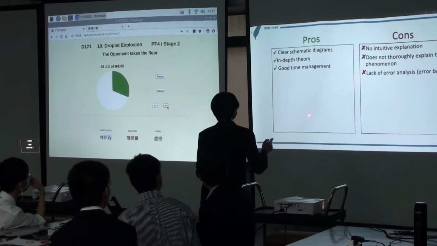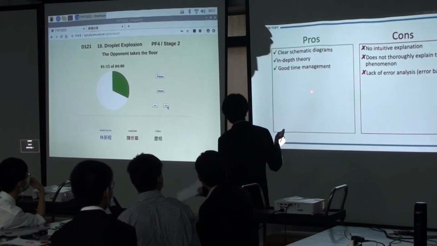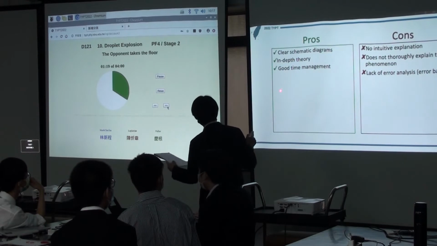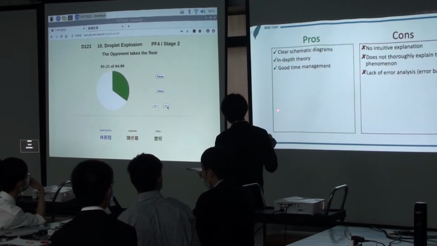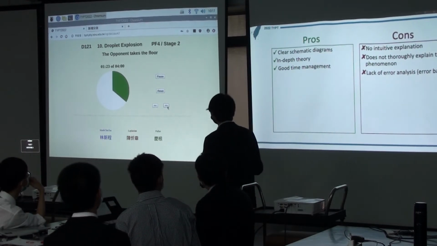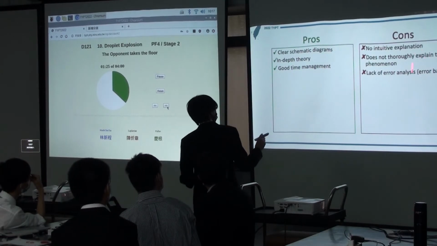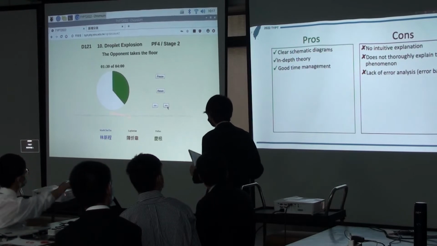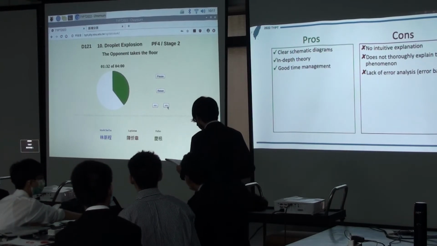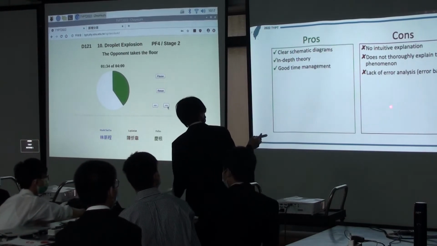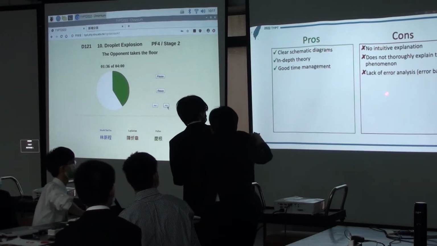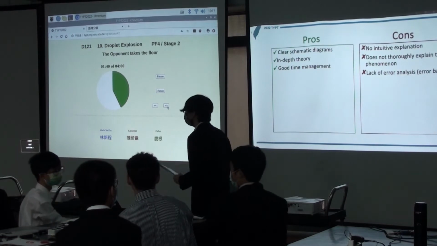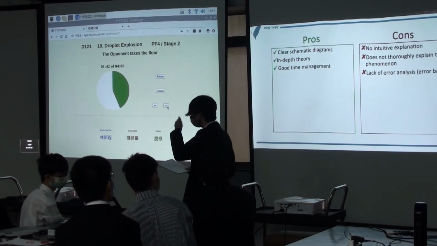So let's talk about some pros. They have clear schematic diagrams and a deep theory, which they discuss using a lot of mathematical formulas, and they had good time management. For cons, there are some contradictions between your theory and your experimental explanation, which is not intuitive and does not truly explain the phenomenon, and there is a lack of error analysis, as in your graph there are no error bars.